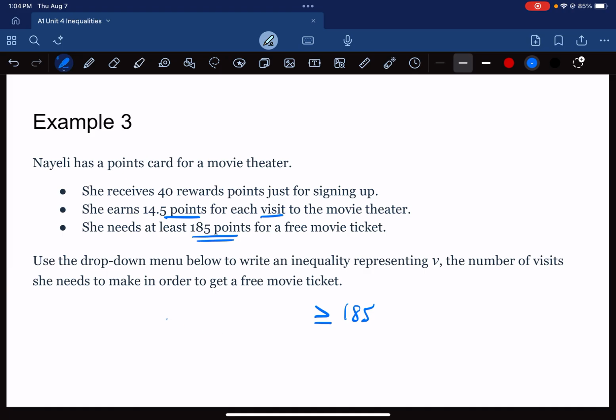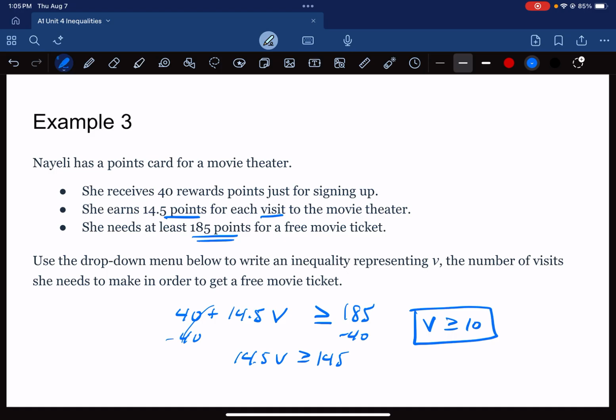That's our boundary. So we know she gets 40 points just for signing up. And then she's going to get 14.5 points for every visit to the theater. Okay? So, subtract 40. 14.5 V is greater than or equal to 145. And I'm going to take 145 and divide it by 14.5. And I get 10. Oh, that's nice. V is greater than or equal to 10. She needs to make at least 10 visits or more. Okay?